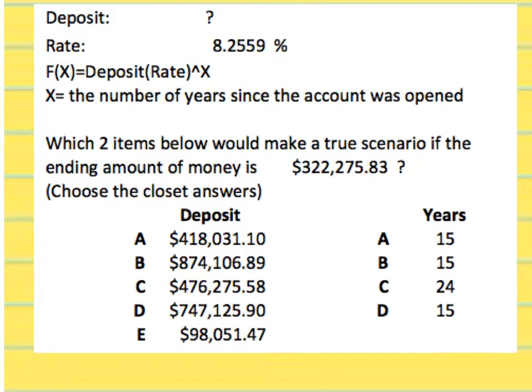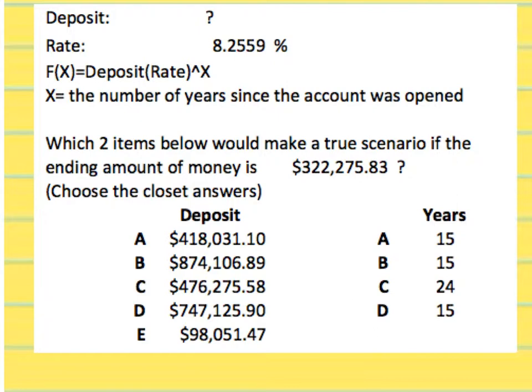Alright, so if we start with a deposit that we don't know, and the rate is 8.2559. We know we multiply the deposit by the rate raised to the x power, which is the number of years. We don't know the deposit, we don't know the years. But if I start with an amount of money and end with $322,000 and some change, then must the amount of money that I started with be higher or lower than $322,000?